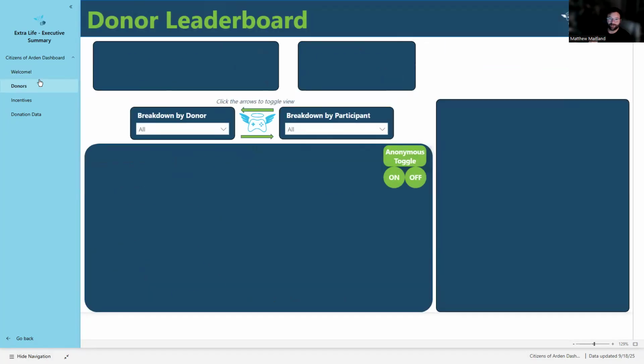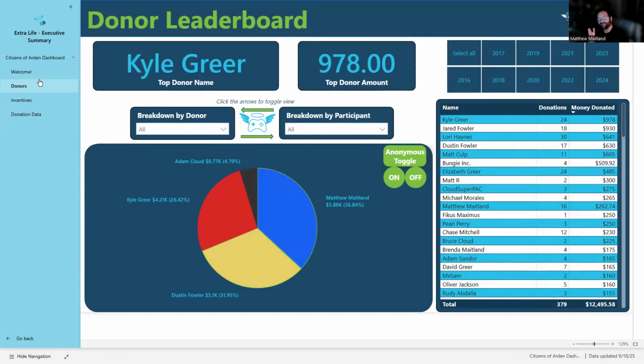Looking at our donor page, one thing that's interesting that you will see right off the bat, Kyle Greer. If that name sounds familiar, it is because I just talked about him on our last page. He's our team captain. He's the reason why we all started this. None of us even knew what Extra Life was before he came and talked to us and rallied us to join his cause. What we see here, he's got the top donation amount, $978. Just by himself, he has raised that much money. Of the $16,000 that we've raised, $978 of it has come straight from his pocket. Amazing. Setting the standard for the team.